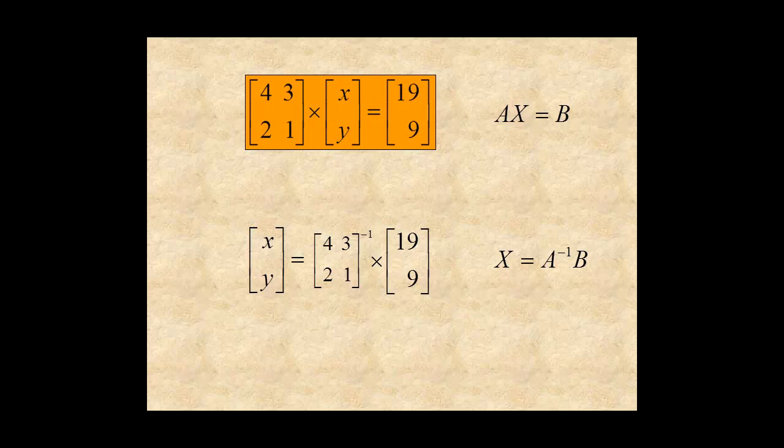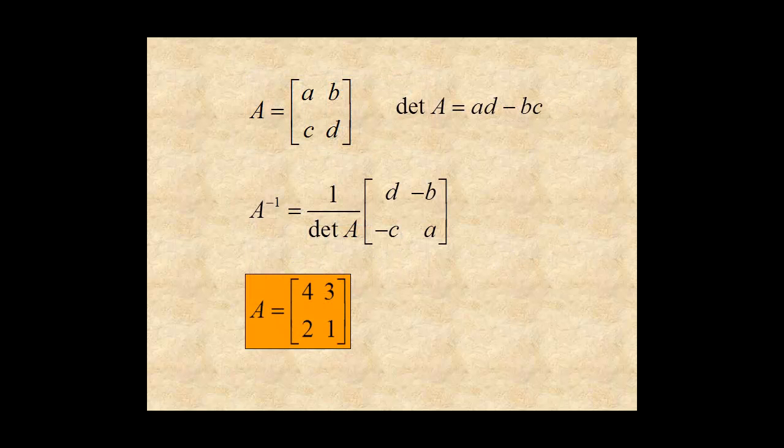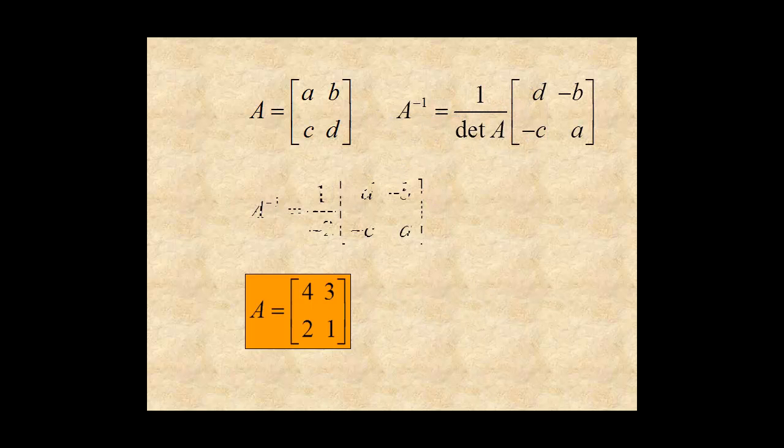Now, go back to the matrix equation and use the formula to find the inverse of the coefficient matrix. The first step is to calculate the determinant of the coefficient matrix, which is 4 times 1 minus 3 times 2, which gives 4 minus 6, and the determinant is negative 2. So, substitute negative 2 for the determinant. The next step is to rearrange the coefficient matrix.